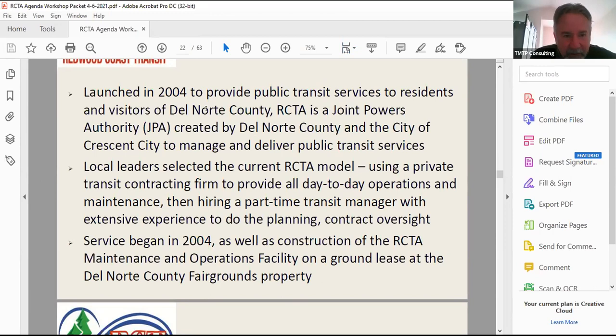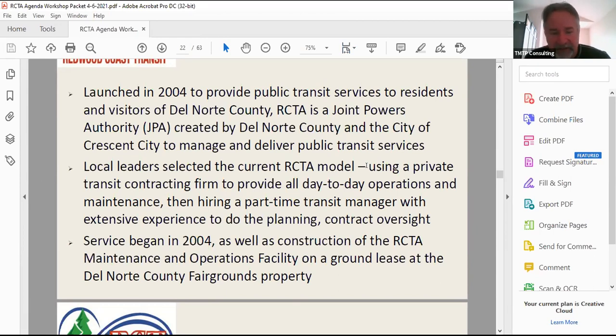Anyway, so the history of RCTA, we were launched in 2004. So it's a young agency. Created as a joint powers authority from the city and the county. That's why there's two of you board members from the city and two from the county, and then a fifth at-large member, which is Ms. Fidette Roberts.